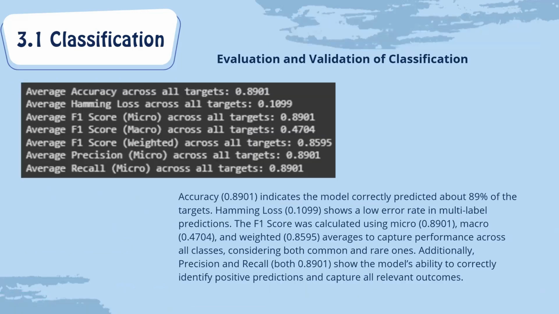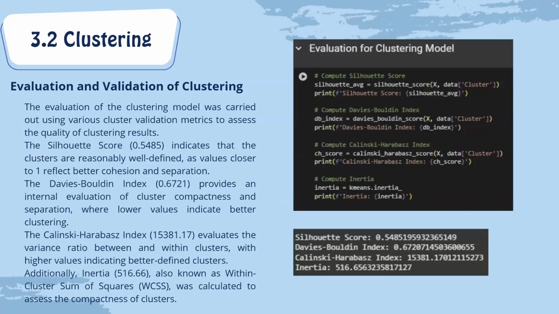So this is the result of classification. Accuracy indicates the model correctly predicted about 89% of the targets. Hamming loss shows a low error rate in multi-label predictions. The F1 score was calculated using micro, macro, and weighted average to capture performance across all classes, considering both common and rare ones. Additionally, precision and recall show the model's ability to correctly identify positive predictions and capture all relevant outcomes.